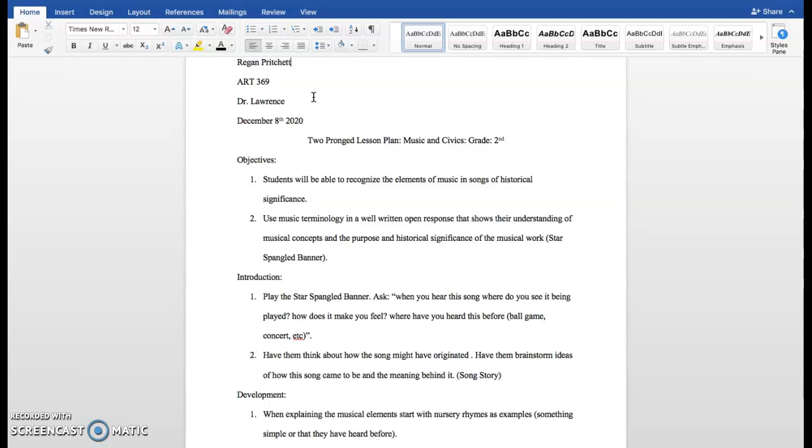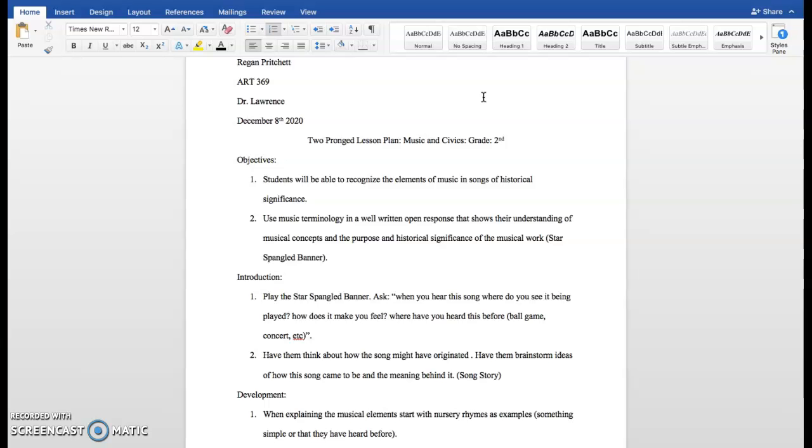So this is my two-pronged lesson plan. I chose to do music and civics for the second grade. My lesson plan kind of goes around the elements of music, timbre and dynamics and stuff like that. And I was going to use the Star Spangled Banner as the song to learn that around, tying in civics.